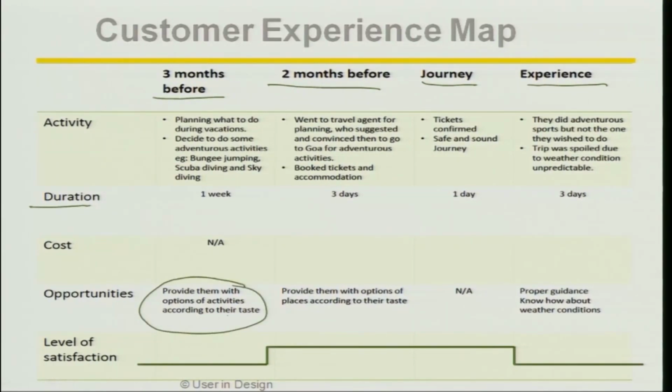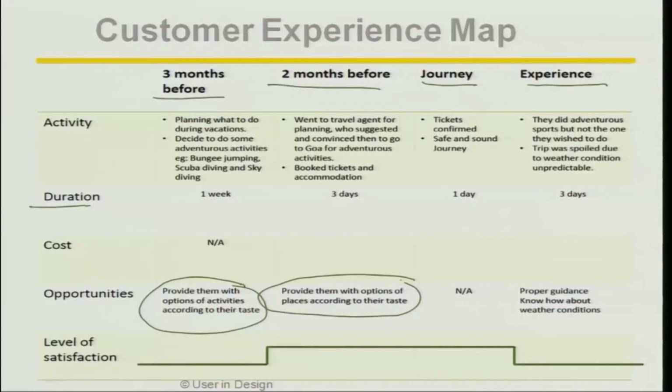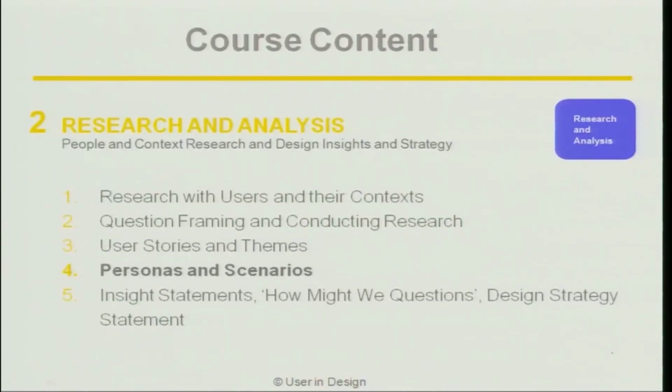Provide them with options of activities according to their taste, right? Give people more options. This was a shortcoming in one of the earlier versions of the design. Provide them with options of places according to their taste. Proper guidance, how about weather conditions. Weather conditions is something that the team did not realize how important that information was for users, right? And then plotting the level of satisfaction, the user's level of satisfaction, okay?